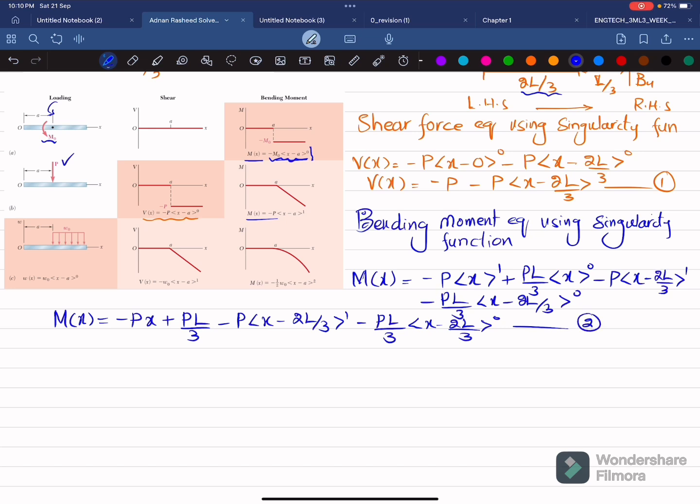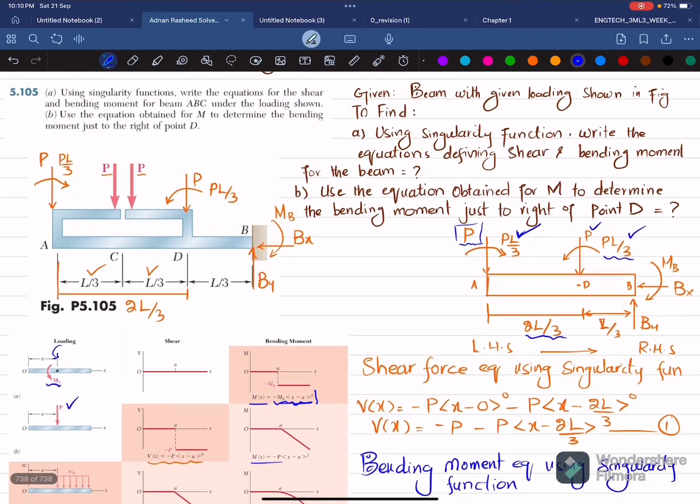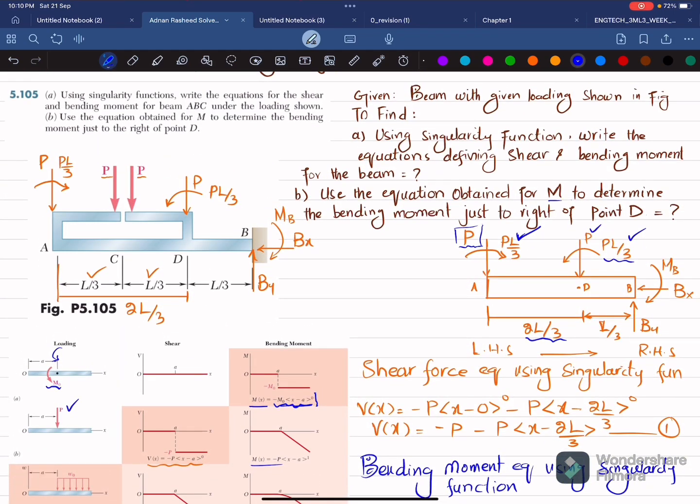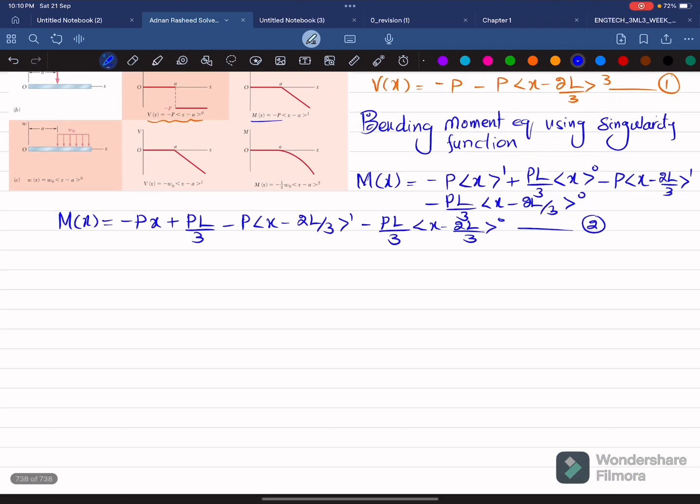This is your equation number 2 and is the required bending moment equation using singularity function. Now in part B, we have been asked to use the equation obtained for M to determine the bending moment just to the right of point D. So this is point D. So just to the right of point D means that at x is equal to 2L by 3, we will find this moment. So put x is equal to 2L by 3 in equation number 2.